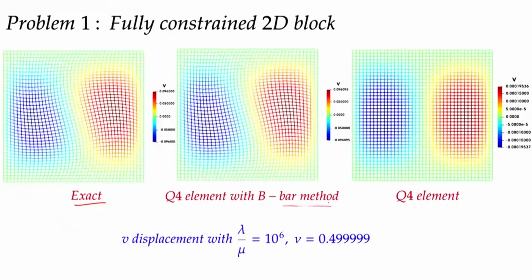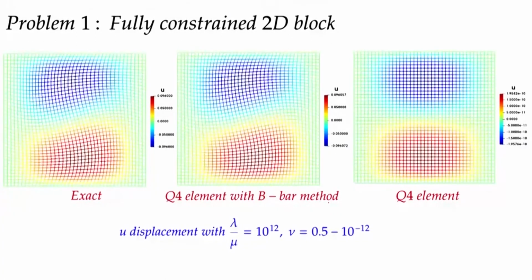Now instead of lambda by mu of 10 to the power 6, if I just increase it to say 10 to the power 12, then what happens? Naturally, with 10 to the power 12, it is almost incompressible in numerical precision, that is, Poisson's ratio is 0.5 minus 10 to the power minus 12. So in this case, you will see that it is actually 0. Even though the contours look like this, you will see that the U displacement is actually of the order 10 to the power minus 10.